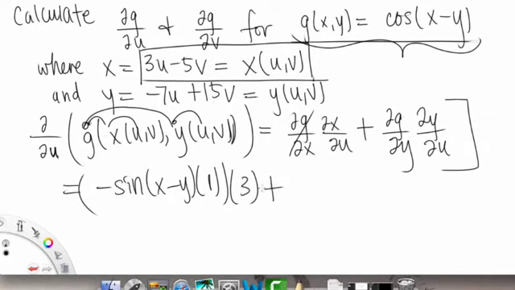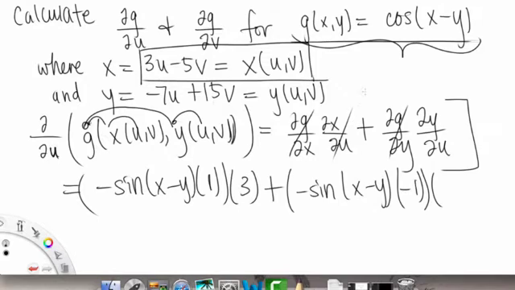And then we have plus, now we're going to take the partial of g with respect to y, so we're going to have the same thing. Negative sine of x minus y, and now we're going to take out the coefficient of our y, which is a negative 1. Then we have partial y partial u, that's our last term that we need to find. We're going to use this equation here and differentiate with respect to u, so we're just going to pull out that negative 7 as a coefficient.